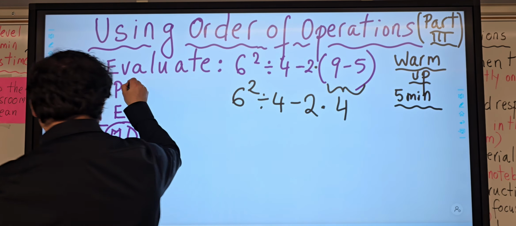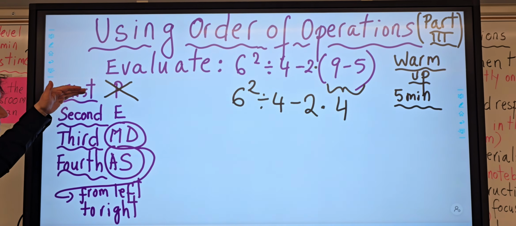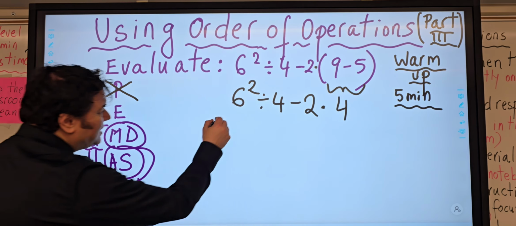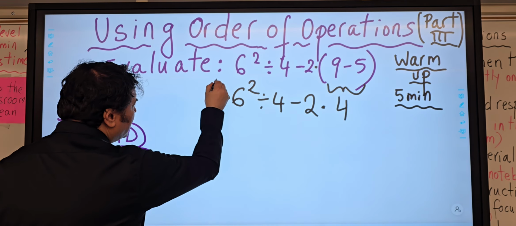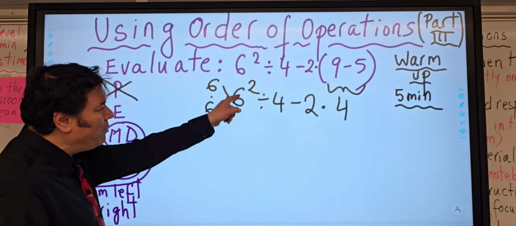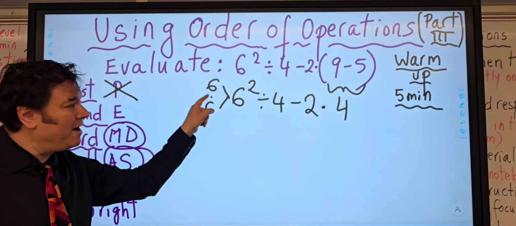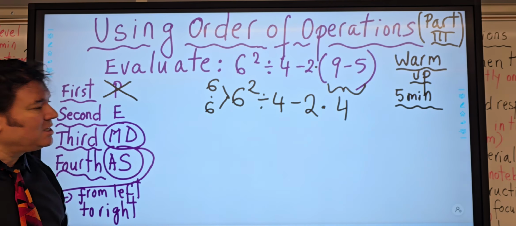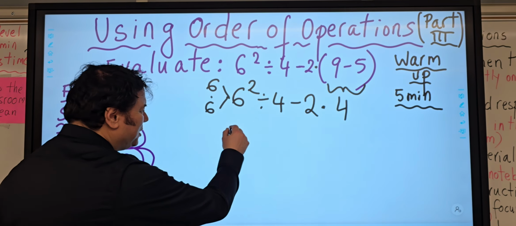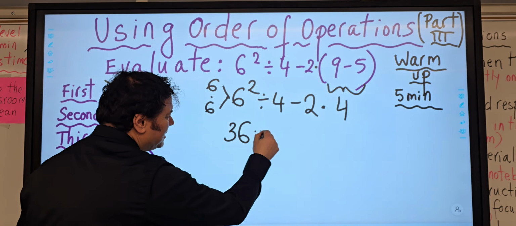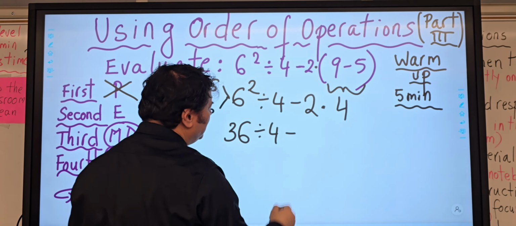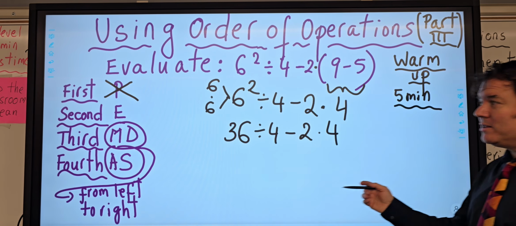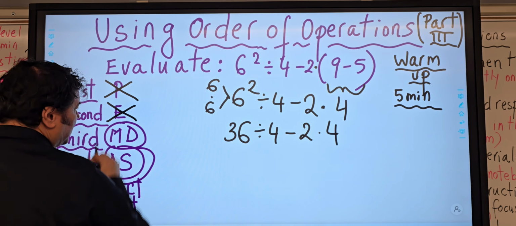Now, let's continue. The parentheses are done. So now let's continue to solve the exponents. 6 to the second power means 6 times 6. The power tells us how many times we have to multiply the base, so in this case, 2 times. 6 times 6 equals 36. So we have 36 divided by 4 minus 2 times 4. No more exponents. We are done with the exponents.